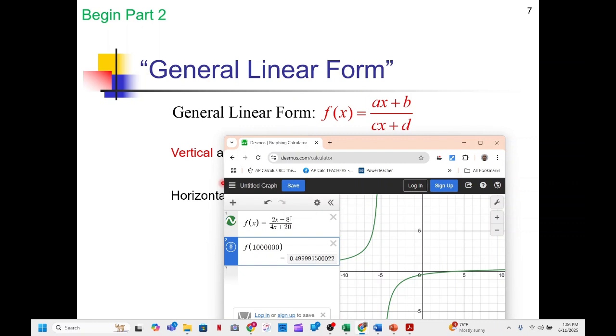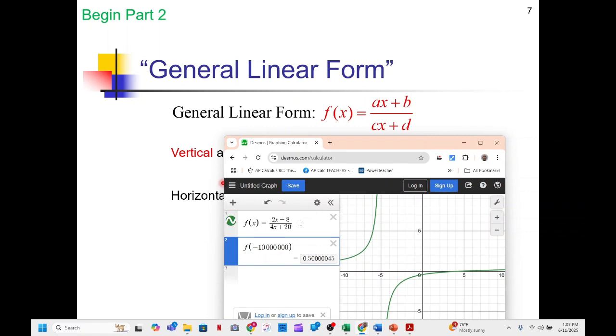100,000. 1 million. 10 million. There's a pattern here, right? We are getting closer and closer to 0.5. And what if I make this very negative? Well, at a very negative value, we're still very close to 0.5, although kind of coming from the other direction. So what's going on with this?